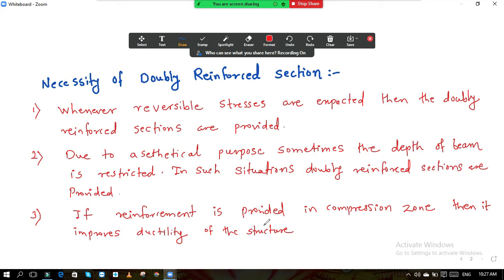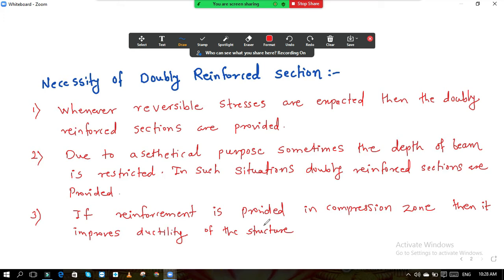And ductile structures always give you a signal before failure. Its failure is not sudden, it will not crash. If you maintain the ductility of the structure, then it will give you several signals before the failure.